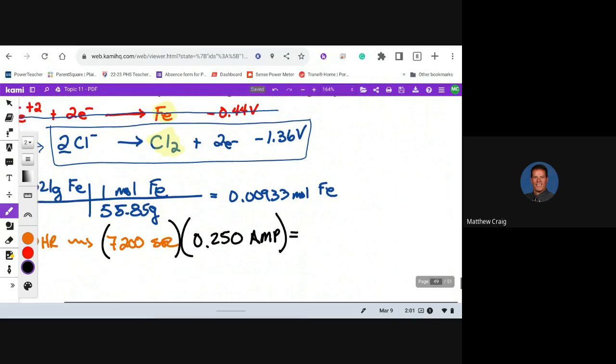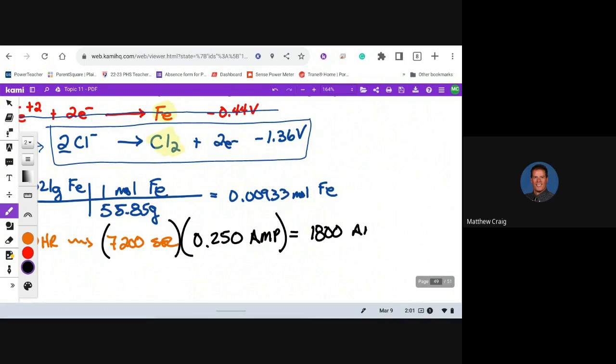All right. So now let's get our coulombs. 0.25. So 1,800 amp seconds.